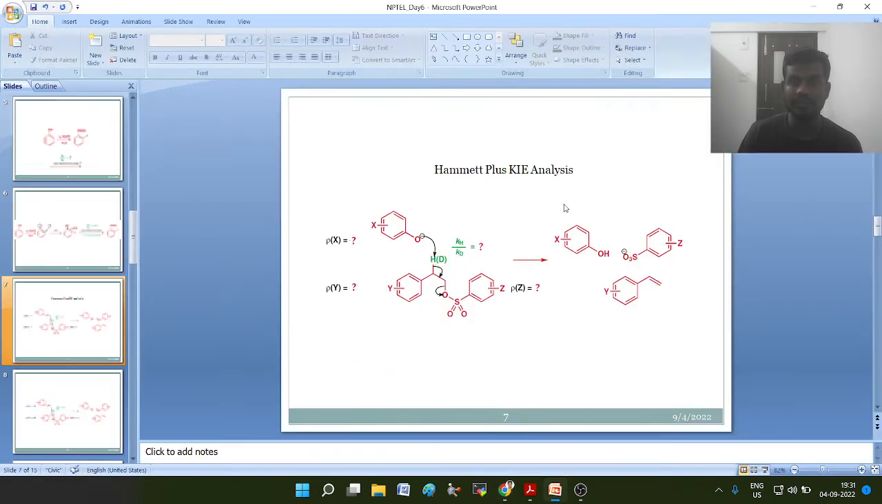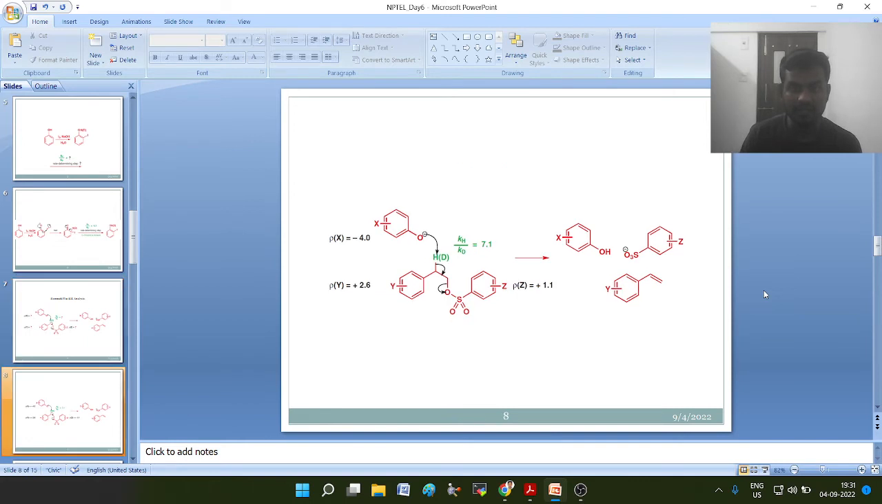So now let's see the answer. I think I have added it here. Exactly, that matches our approximation. Kh by Kd is 7.1, which I thought would be less, but it is 7.1. Okay. So again, rho x is minus 4, it has a very high effect, compared to the plus values, which are not that effective because there is not a fully grown negative charge.